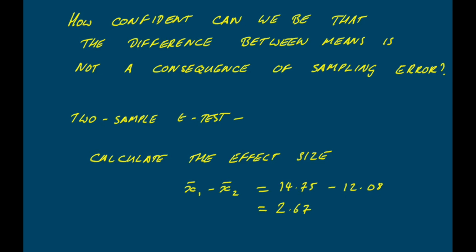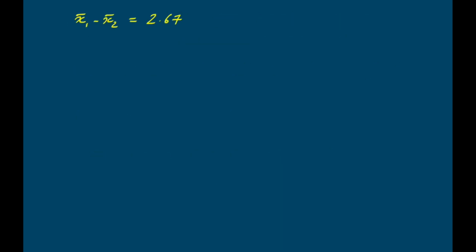It doesn't actually matter which one we subtract from which other one, but we know that the difference between the two means is that value. And then, having calculated that effect size, what we want to do is somehow standardize it so that it falls on a statistical distribution that will allow us to assess how likely we would be to see that effect size were the null hypothesis true.